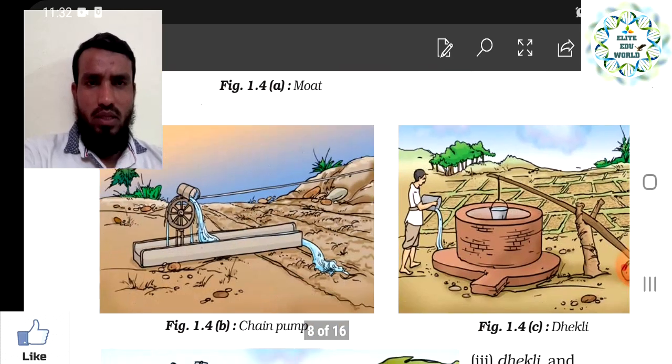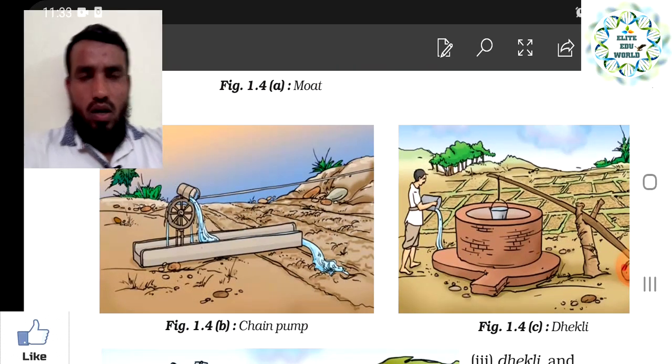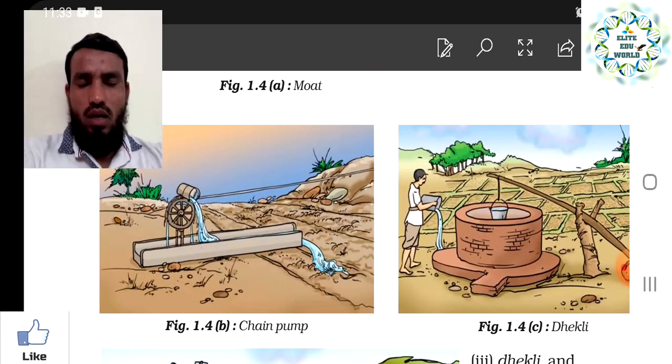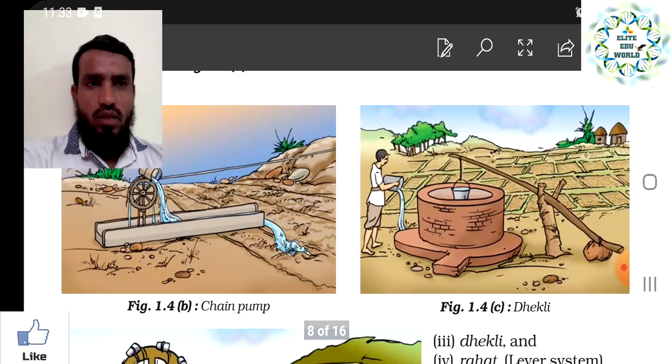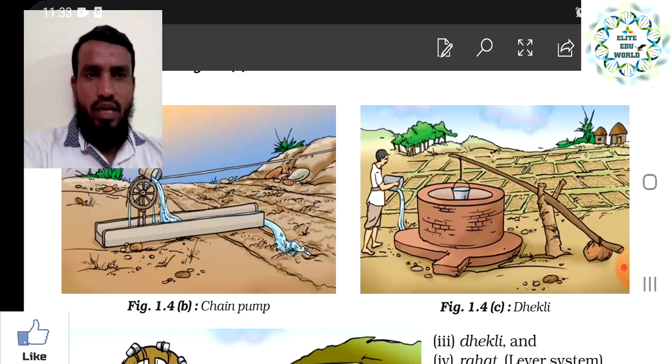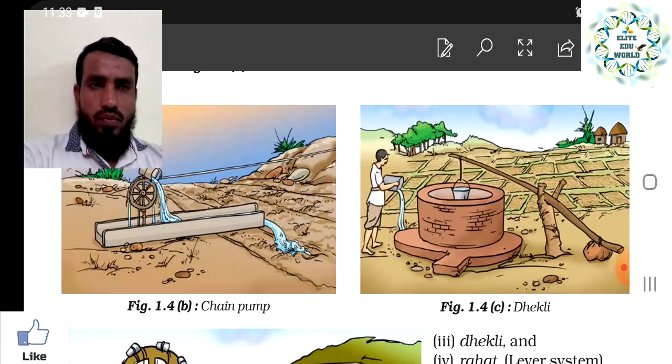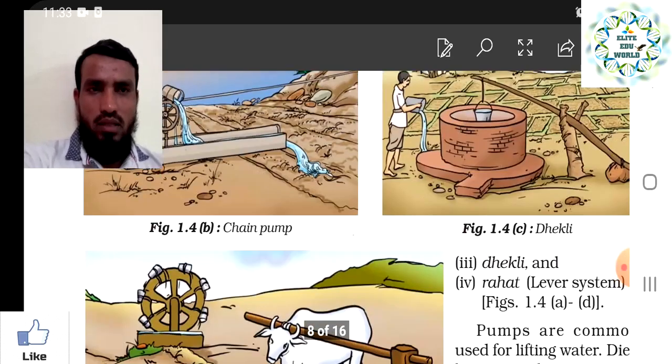As you see in the picture, that is a chain. The boxes are attached to the chain, and with the help of the chain the water comes out from the wells. In the second, you can see there is one big stone, and that is why it is called the Dekli. With the help of the weight, the water is lifted up from the well. So that is all manual. There is no need of electricity or anything.